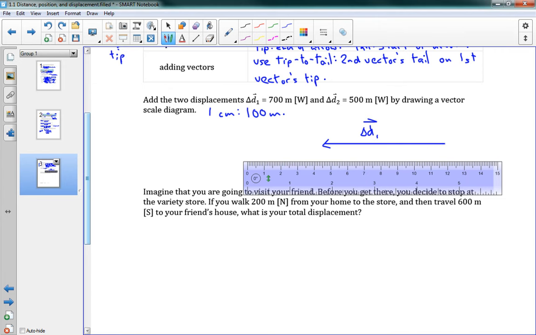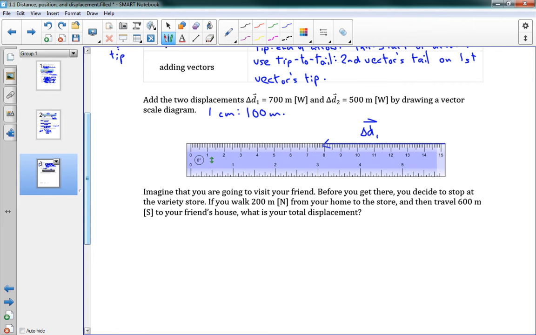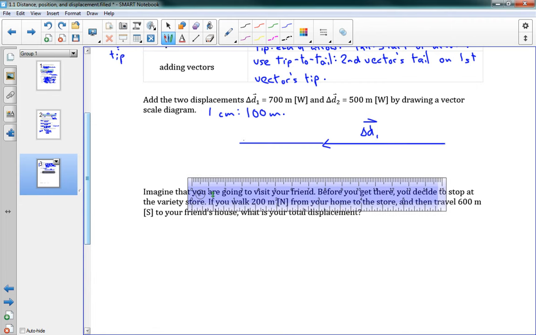Okay, and now I have 500 meters west again. So I'm going to line that up with the 8. So I'm going 5 over. That's going to take me to 3. So here's my second line. And if you like to use different colors, that might be a good idea as well. I've used the same, but on the next one I'll try to use 2 different colors. So here's my displacement 2.